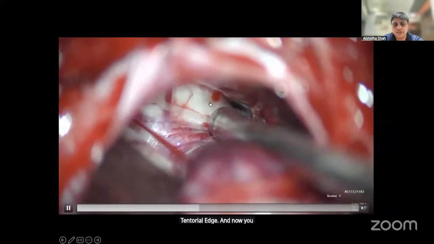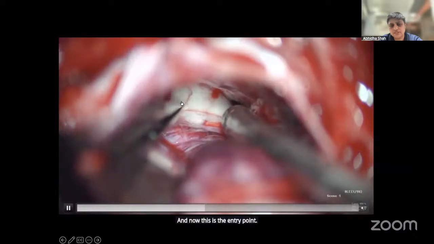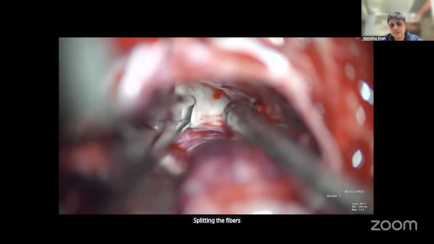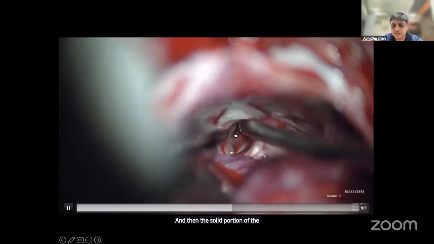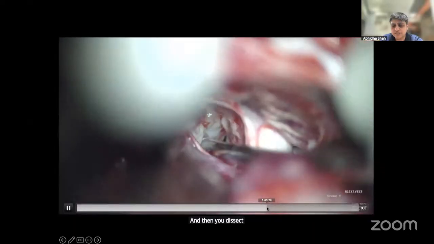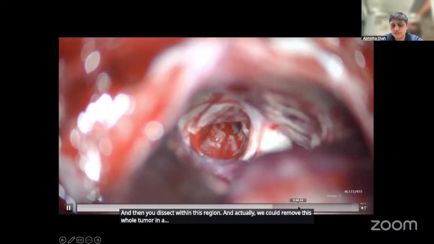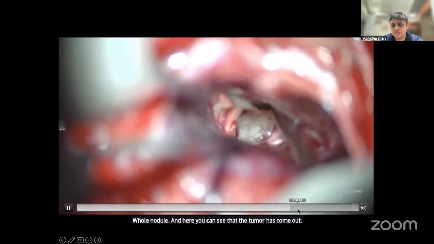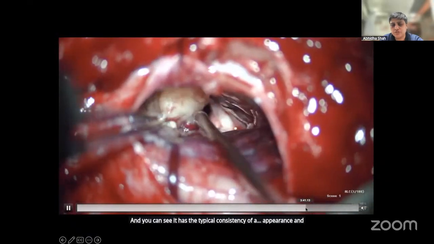And now you can see that the whole lateral aspect of the midbrain is exposed. And now this is the entry point above the 4th nerve, splitting the tectopontine fibers, and we have straight entered the cyst. And then the solid portion of the tumor that you can see here, and then you dissect within this region. And actually we could remove this whole tumor in the form of a whole nodule. And here you can see that the tumor has come out. And you can see it has the typical appearance and consistency of a schwannoma.